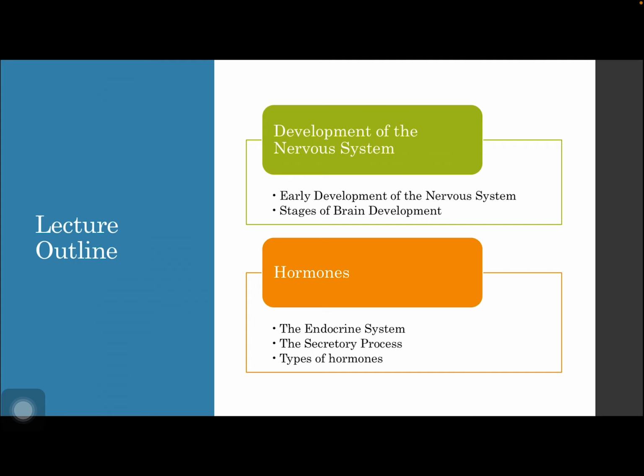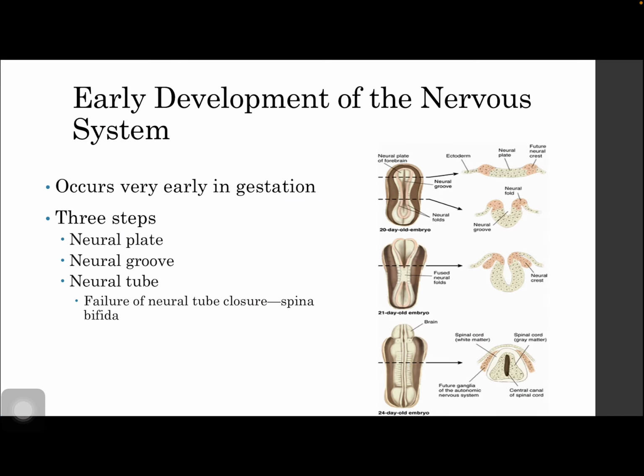We're not going to get into this in great detail, but we're going to talk about the endocrine system, how hormones are secreted, and types of hormones. But we're not going to get into super detail about the pituitary gland and the types of triggering processes. We're just going to touch on that based on how it relates specifically to development.